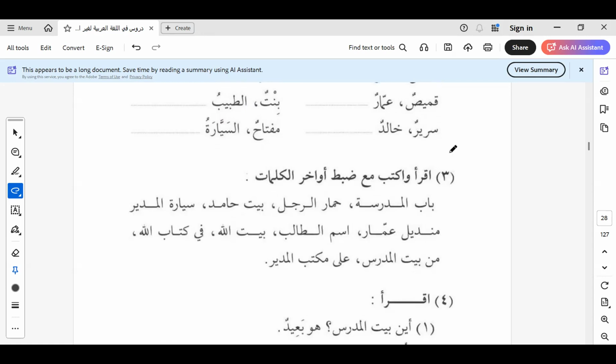So this one, the instruction here says اقرأ واكتب مع ضبط أواخر الكلمات. You are told to read and write, and with ضبط, appropriating the endings of the words. You appropriate, that is, you pronounce with the correct vowel. Pronounce the endings of the word with the correct vowels.